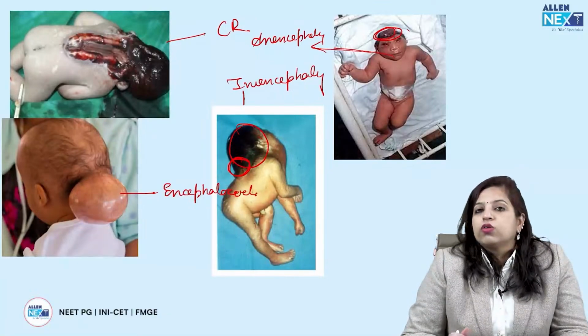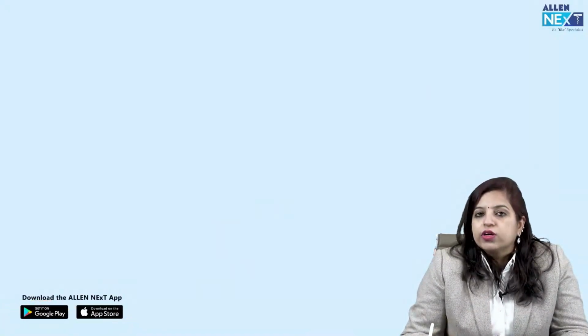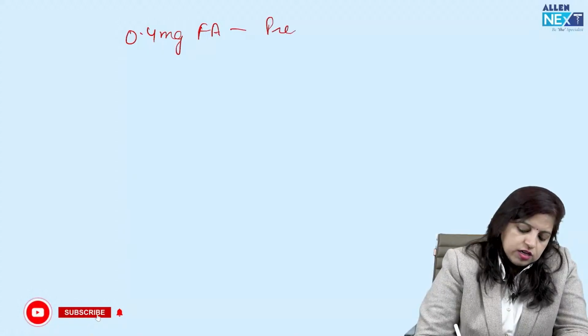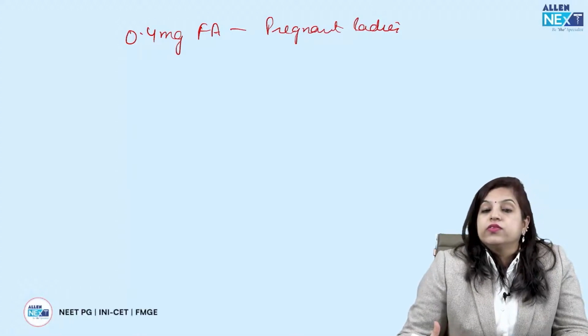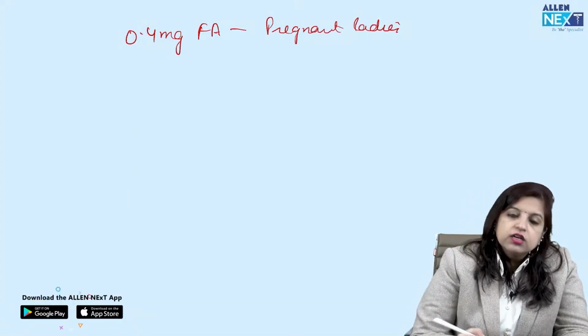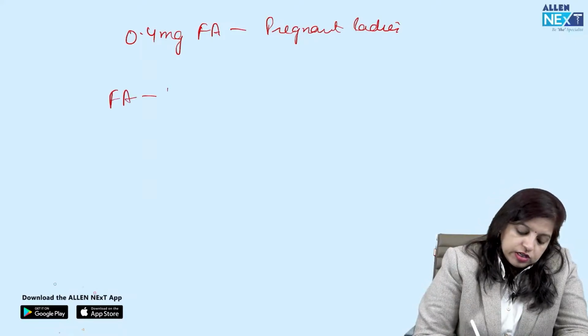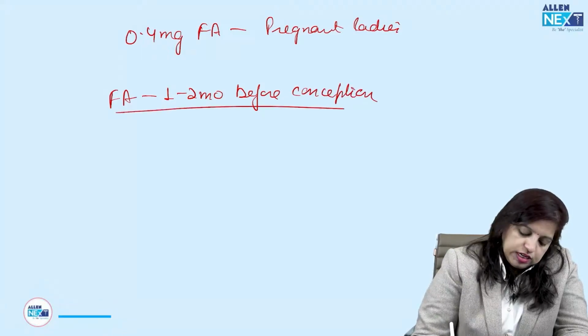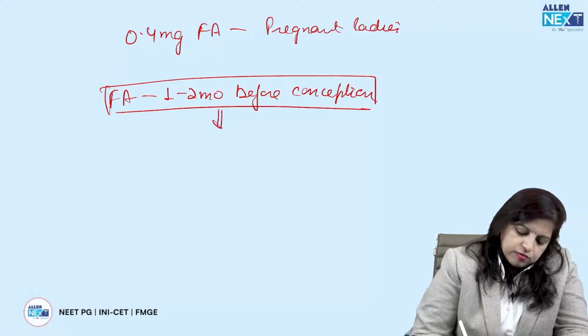So, this is anencephaly and these are various types of neural tube defects for you. Other than this, you should also know how to prevent neural tube defects. You know the dose of 0.4 mg folic acid has to be started on all pregnant ladies, right? And if, for example, a lady has already delivered a child with neural tube defect, then in the next pregnancy, we start the folic acid 1 to 2 months before conception.